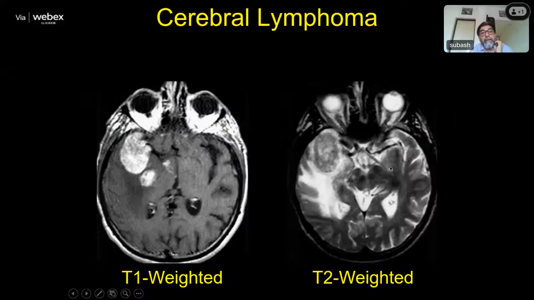So this is a lymphoma, again a tumor. You can see how T1 weighted is only showing you the anatomy, but it shows you the rest of the things also. There's a huge fluid accumulation across the tumor, which is very well visualized on T2 weighted image.